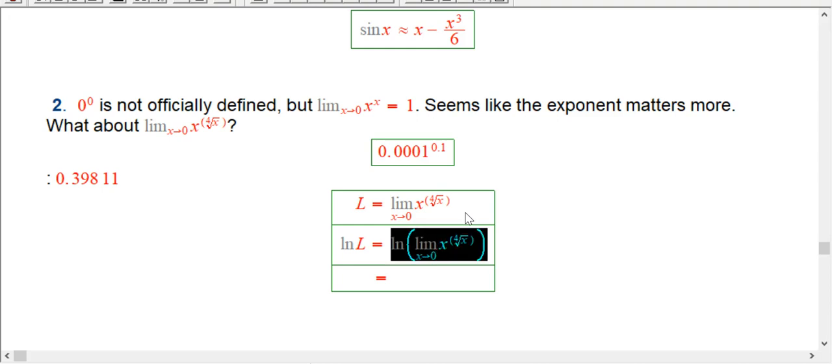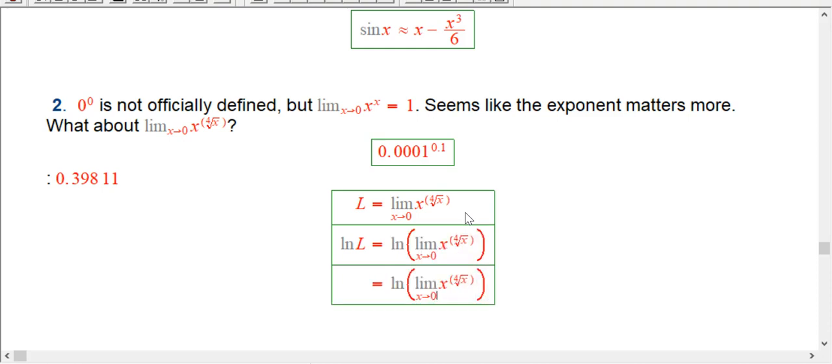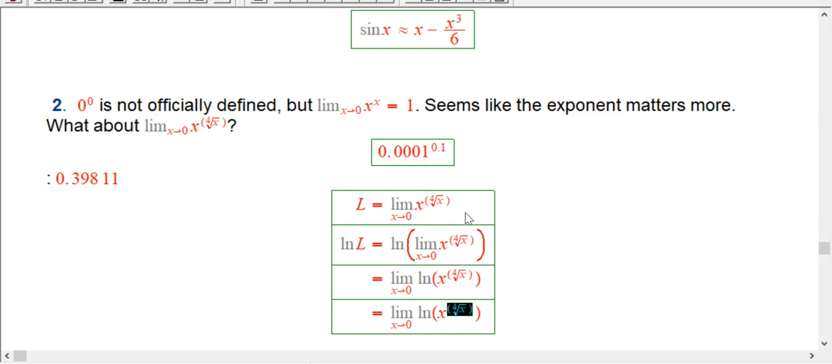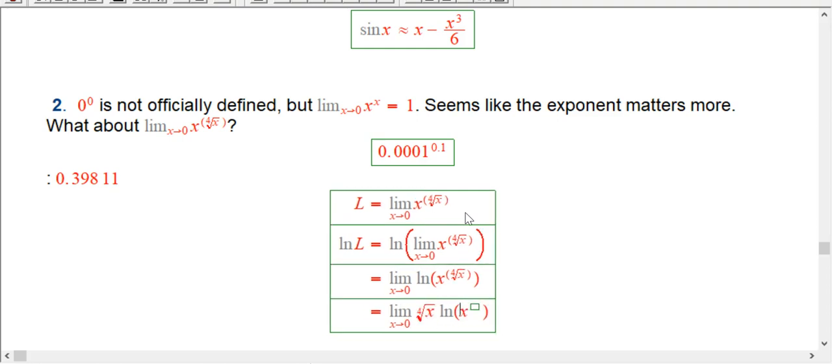Okay, so a really crucial thing is that the natural log is a continuous function. And so the log of a limit is equal to the limit of the log. That's a pretty important, subtle thing that we're doing there. And now the log is seeing that exponent. That comes down in front. I don't really need parentheses.